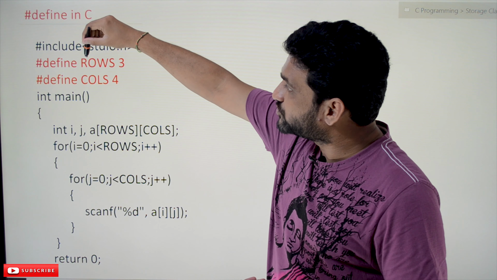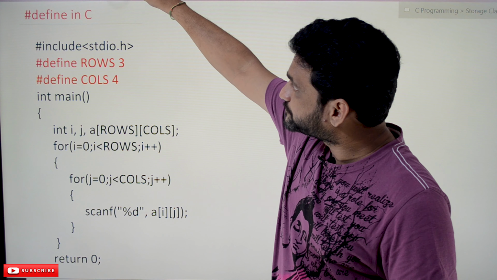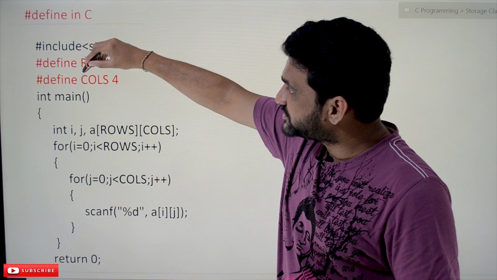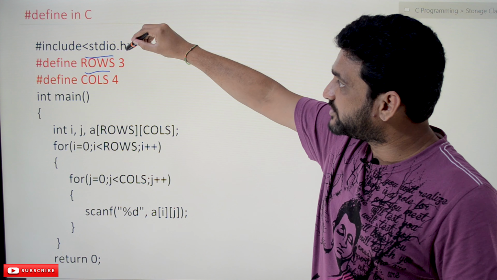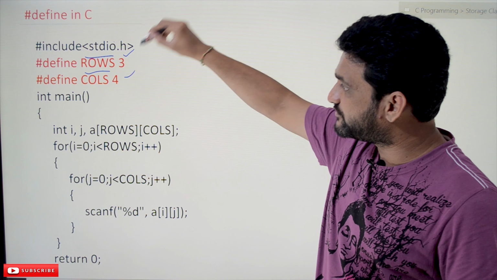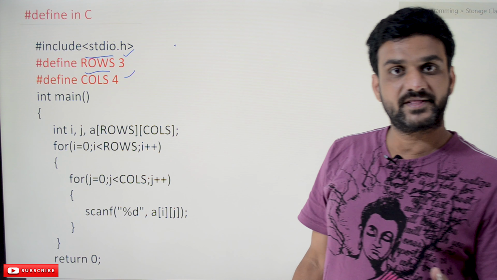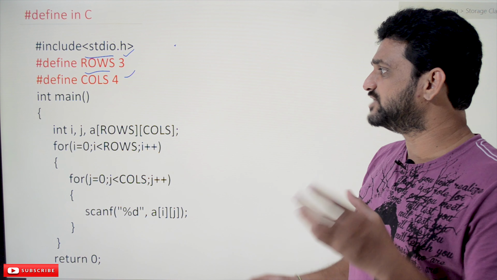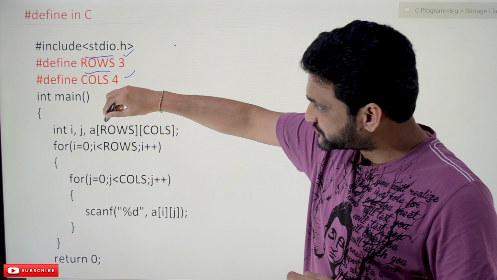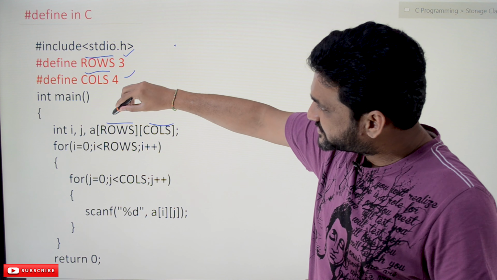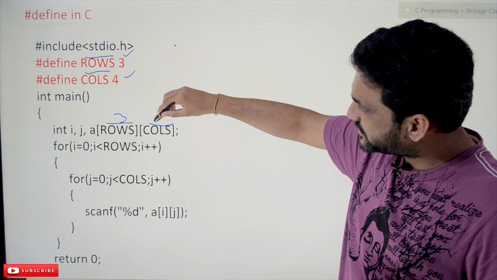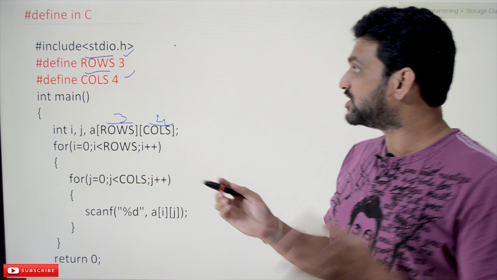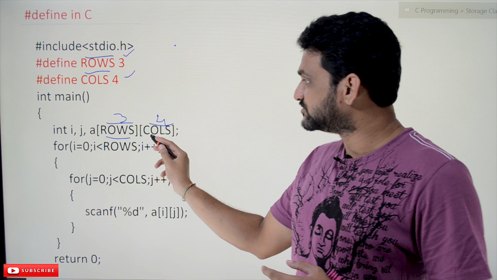Here we have created two constants, one named rows and the other one calls. The value given to rows is 3 and the value given to calls is 4. This program just scans values into a two-dimensional array of size rows and calls, meaning here the value 3 will be there and here the value 4 will be there. It is not possible for us to change these values, it is constant.